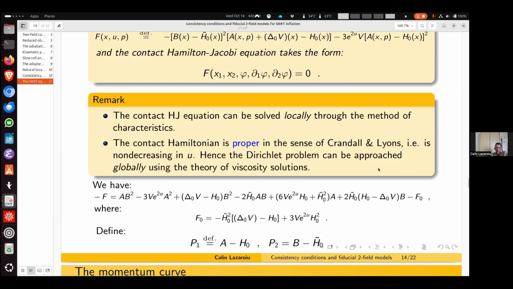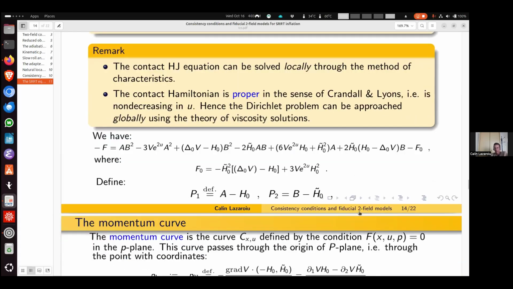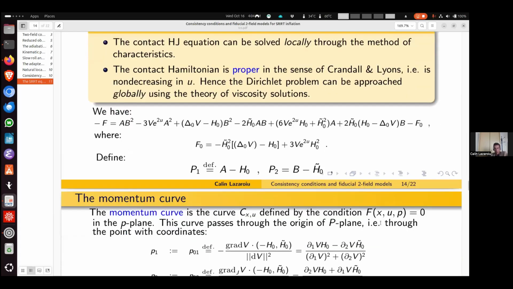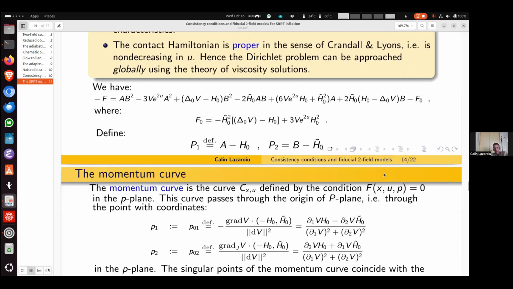Therefore, the Dirichlet problem, and not only that, also the mixed and Neumann problem, for this equation can be approached globally using the theory of viscosity solutions. So hopefully, at least some of you heard of the work of Crandall and Lions on viscosity solutions, which is now a very well-developed subject in the theory of PDEs. Okay. So I can give you some more details of how this contact Hamiltonian looks. It's given by some formulas.